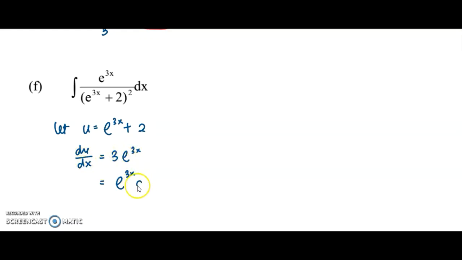I bring up the dx, and the 3 I bring to the left. So you can see that the e^(3x) with the dx can be replaced by du over 3. And here you have 1 over (e^(3x) plus 2) squared. It's going to be 1 over u squared, because this is going to be replaced by u. Now everything is in terms of u.